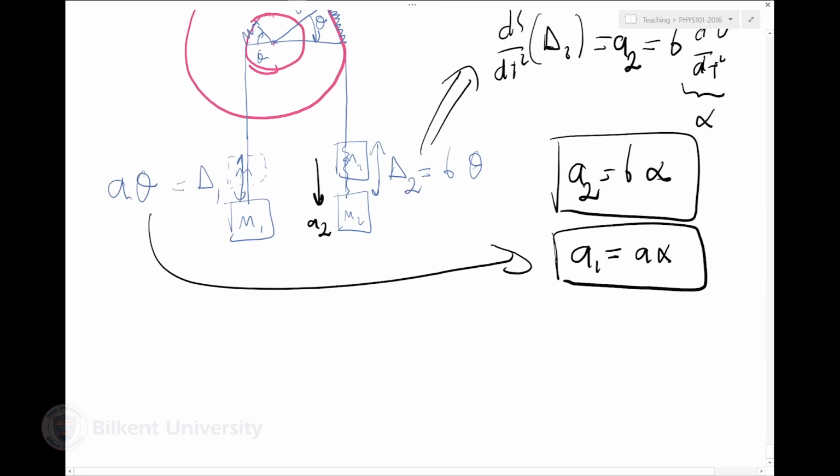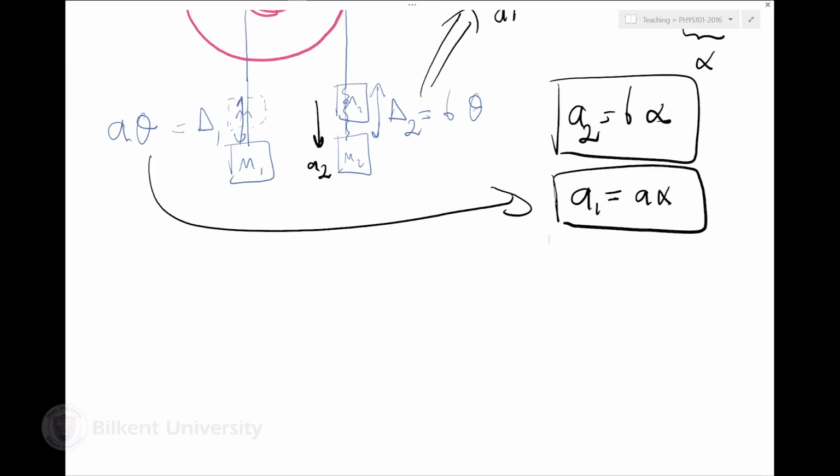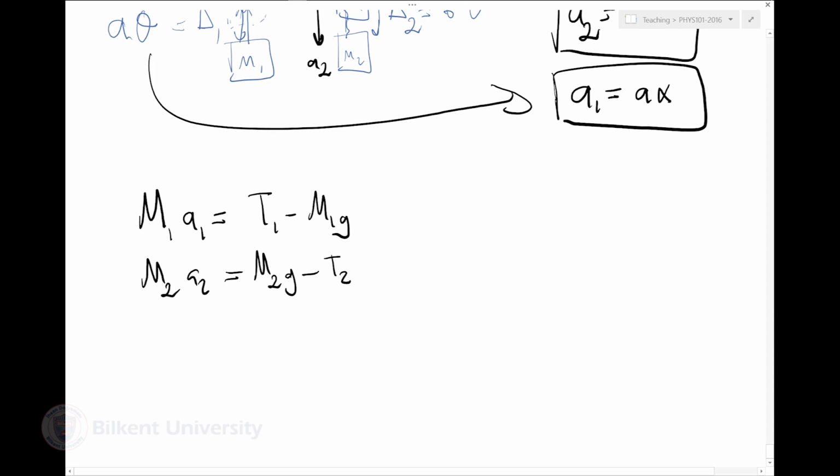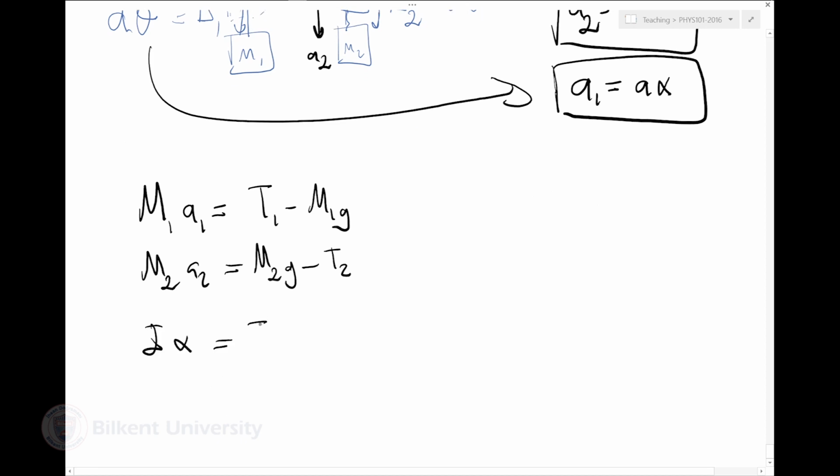Now I have three equations, I have 5 equations if you want. I can solve them. Let me rewrite these. m1 times a1 was t1 minus m1g. m2 times a2 was m2g minus t2. And I times alpha was t2b minus t1a.